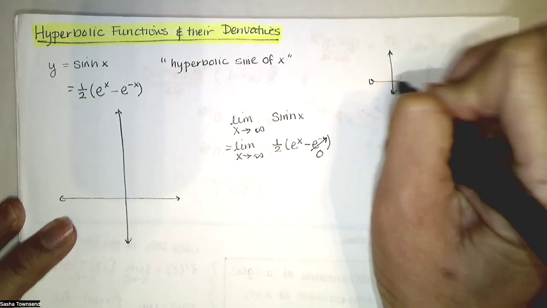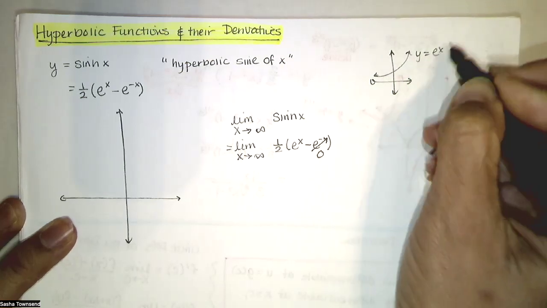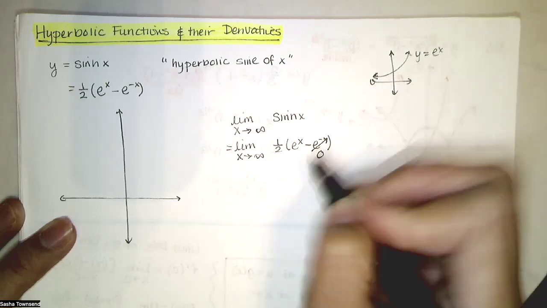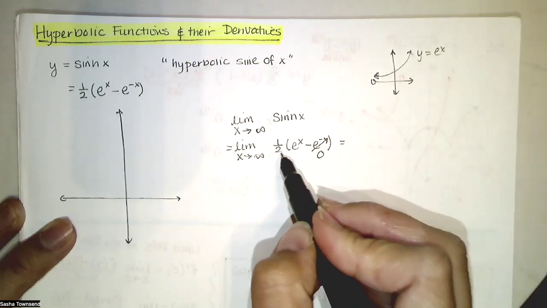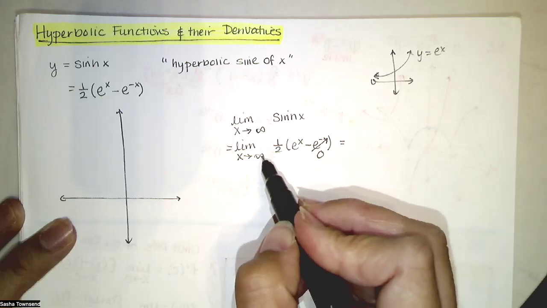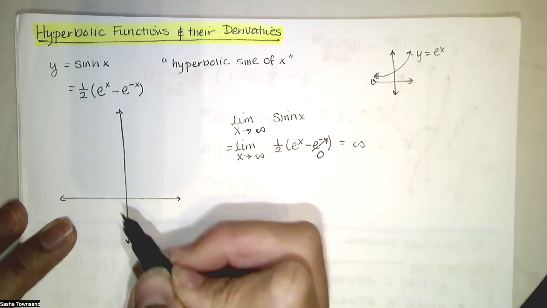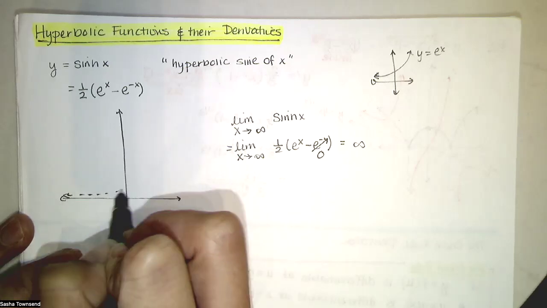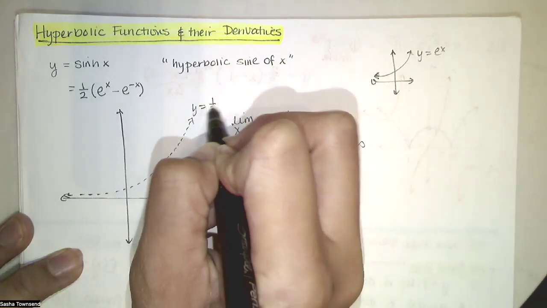Because remember, our e to the x function looks like this. There's y equals e to the x. As x goes to infinity, e to the x goes to infinity. As x goes to negative infinity, the y values approach 0. So this guy approaches 0. And then the resulting hyperbolic sine function gets very, very close to this 1/2 e to the x function. And as x goes to infinity, that function goes to infinity. So the limit is infinite, but it's almost as if we have an asymptote. And that asymptote is y equals 1/2 e to the x.